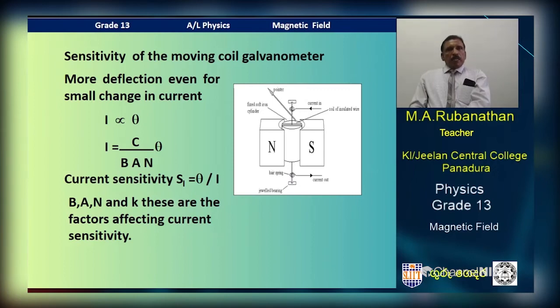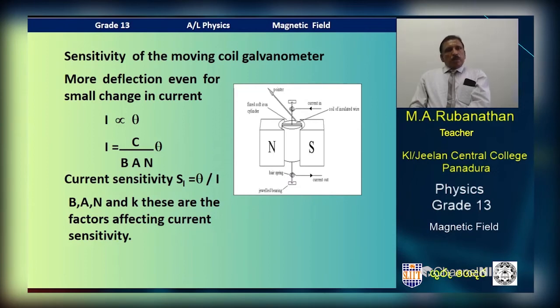Here you see the same thing: more deflection even for a small change in current. When the current has a small change, the deflection is more. That is known as the sensitivity of this galvanometer. There, for a small change in temperature, the scale difference is high. You can easily observe the temperature difference in the thermometer, in thermal physics. You have known that. So we can write I is equal to C over BAN into theta.